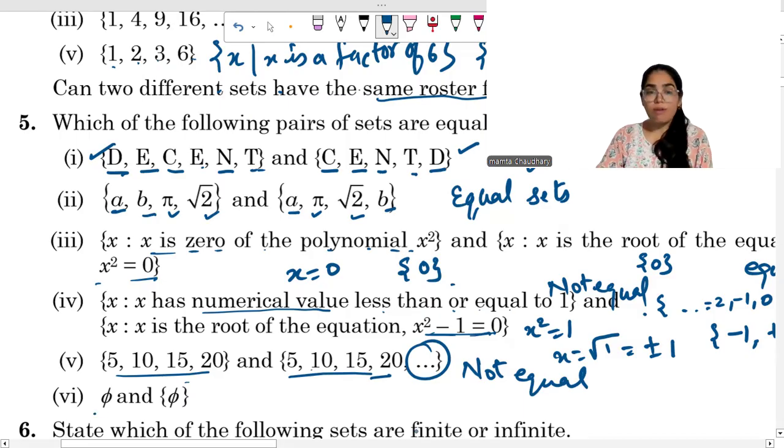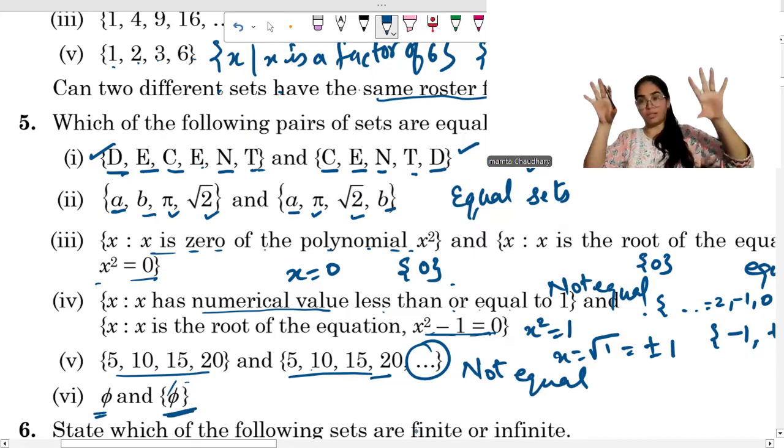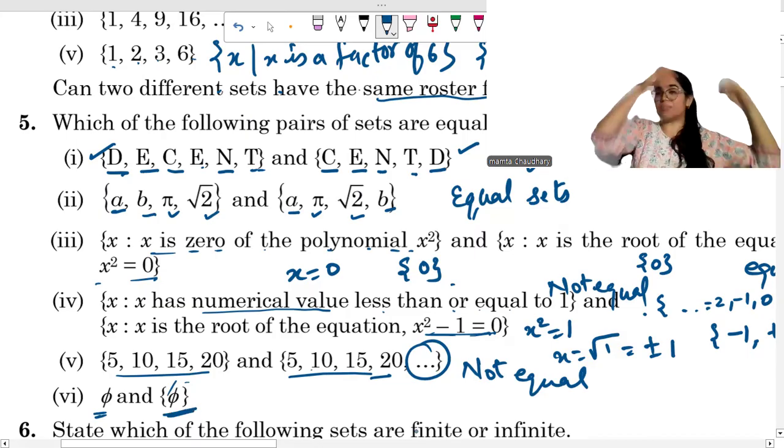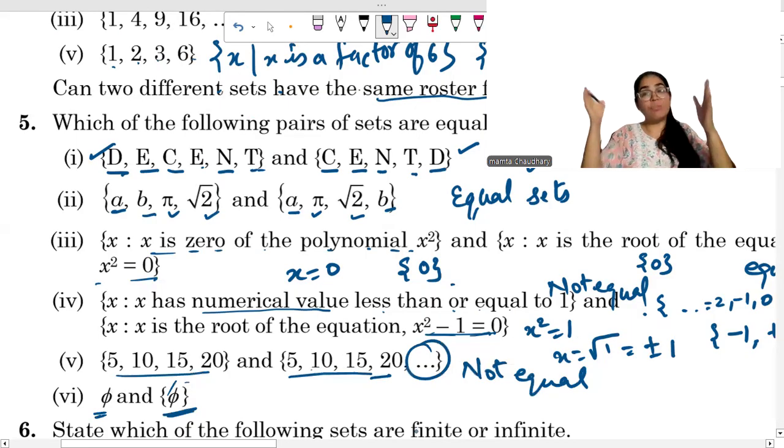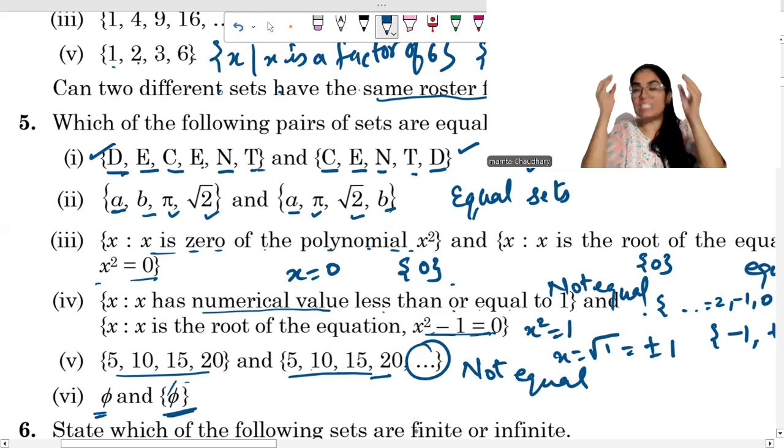Now next, {5}. What does this mean? Null set means there is no element. And the set with 5 means there is one element, which is 5. So these are two different things. One is the null set, which means nothing is there. And the second is the set where we have 5.